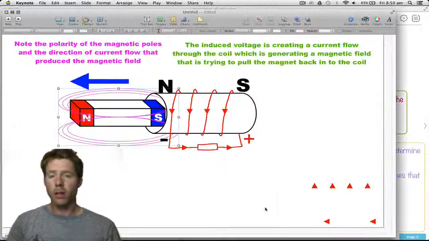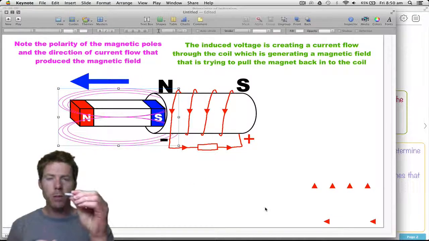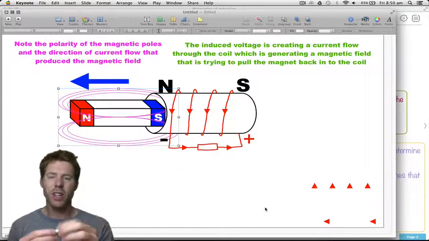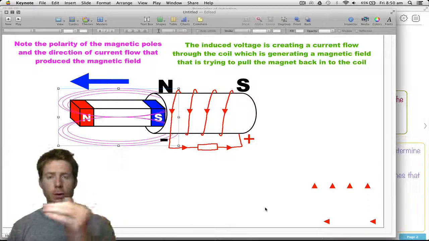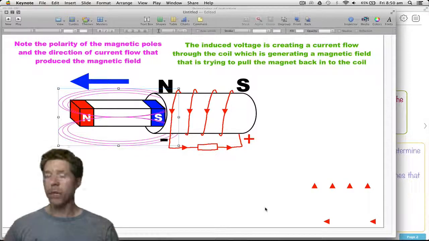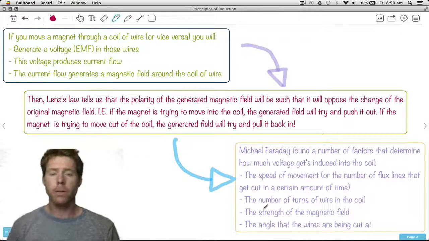The strength of the magnetic field. So if we get a pretty weak magnet and we move it in there, you're not going to get a very big voltage, but if you get a really strong, powerful magnet and put it through the same coil, you're going to get a much bigger voltage induced into it.